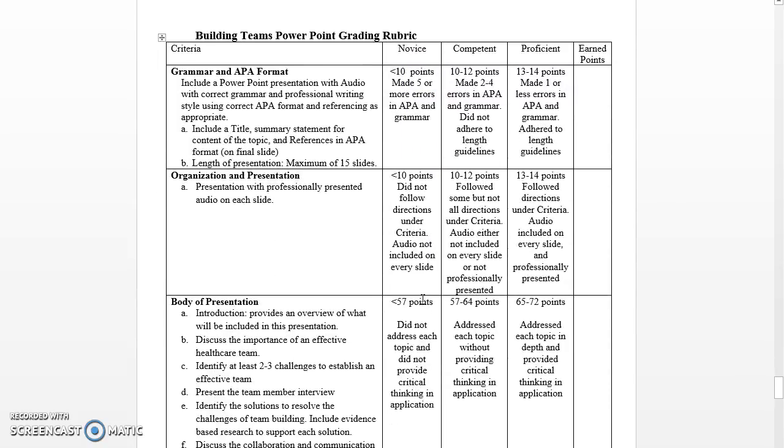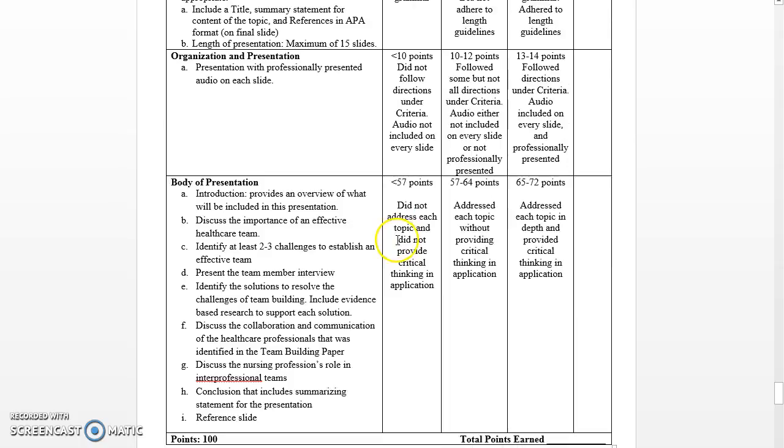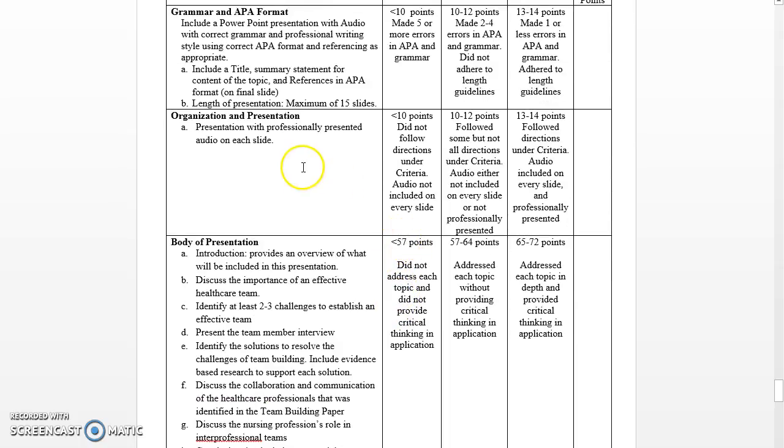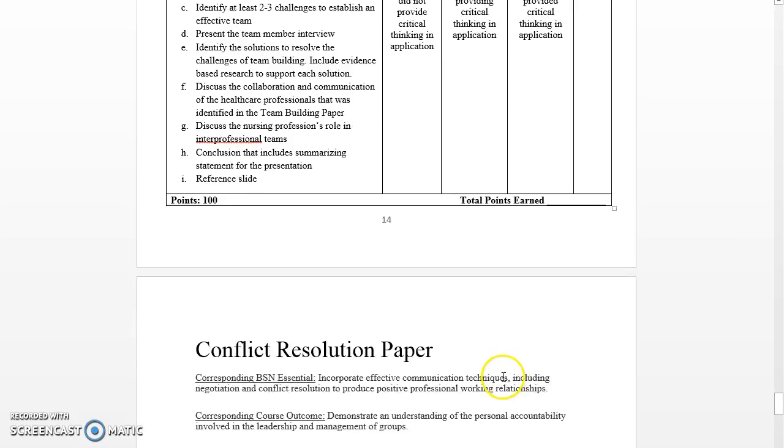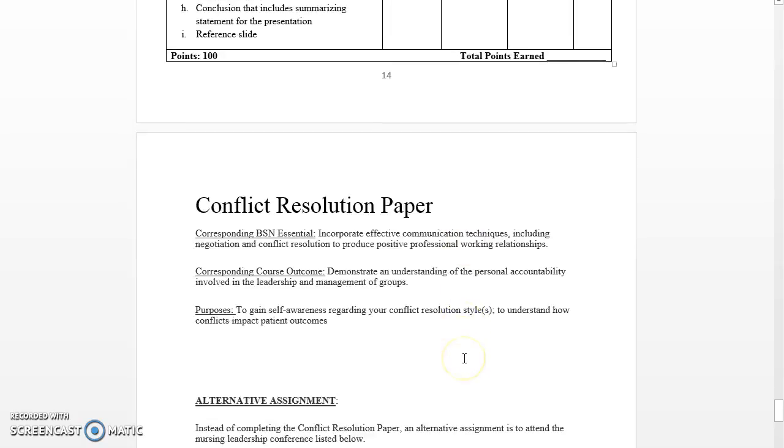From your building teams paper, you'll create a PowerPoint, and here again is your rubric. I don't have a maximum of 15 slides, but make sure there's audio on each slide. Include a title slide, a summary statement for the content of the topic, and the reference slide as well. And so make sure all of the body of your presentation is in your PowerPoint.